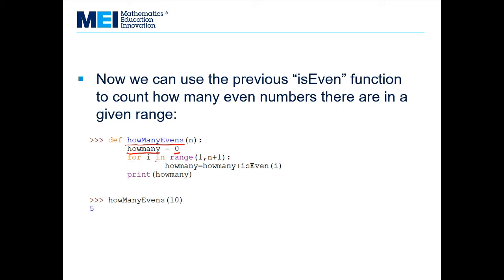So for i in range 1 to n plus 1, I want to go all the way up to and including n. My howMany value starts with whatever howMany was originally, and then it adds on the value of isEven(i). So if i is an even number, it adds 1, and if i isn't an even number, it adds 0. So that means that by the end of it, it started at 0, it's added 1 for every even number it found, and so I can print howMany, and it will tell me how many even numbers there are. So how many even numbers are there up to and including 10? There are 5.